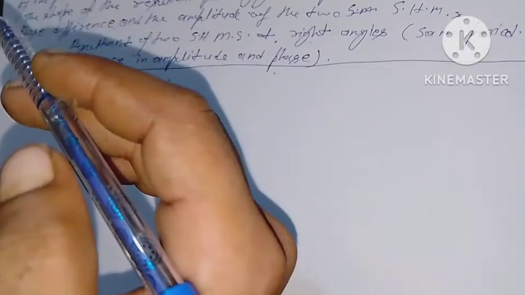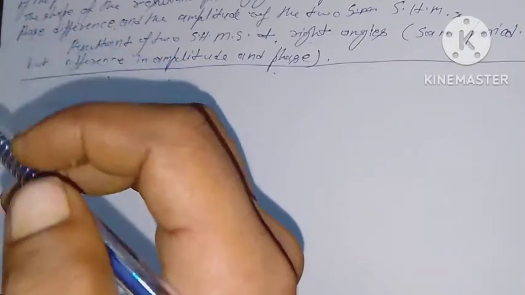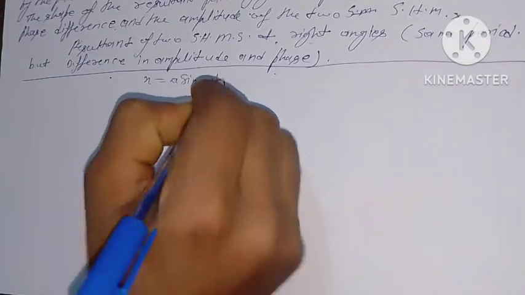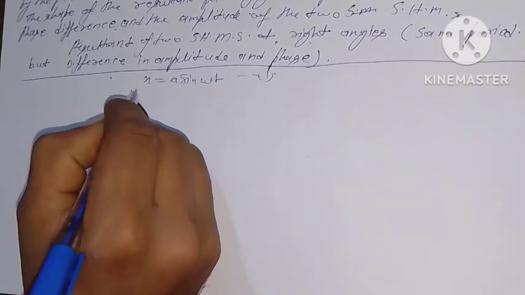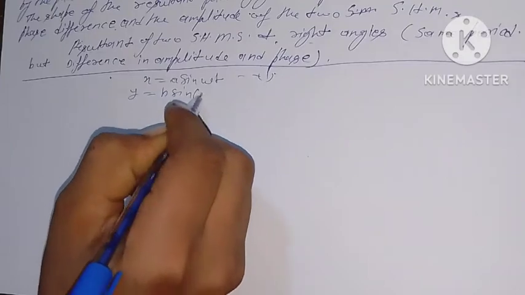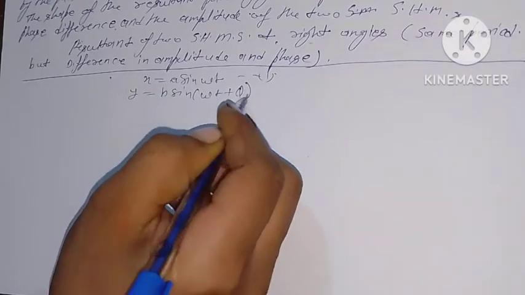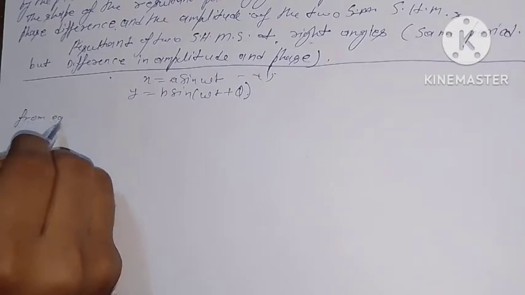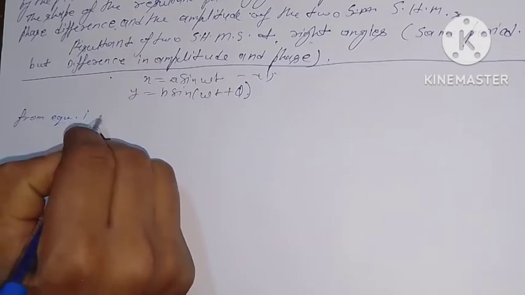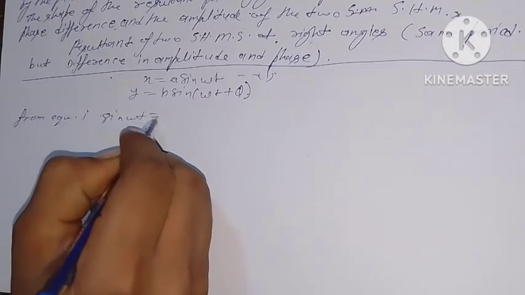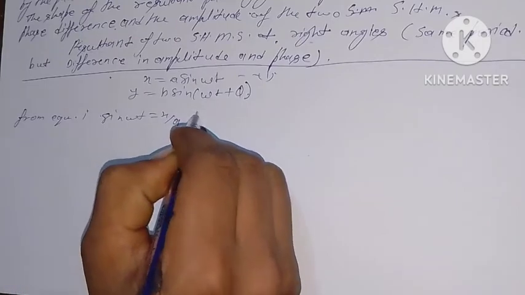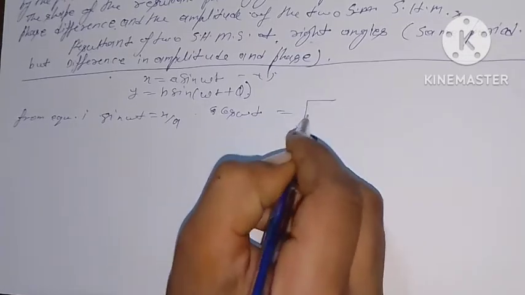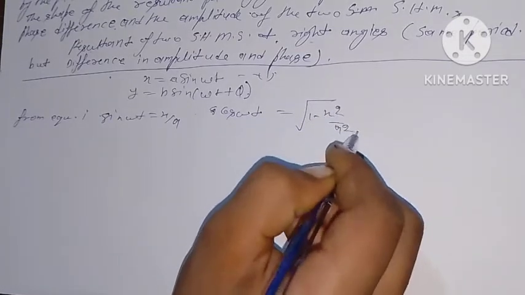If their displacement at any time t be x and y, represented by x equal to a sine omega t. This is equation number 1. And y equal to b sine omega t plus phi. From equation 1, sine omega t equal to x upon a, and cos omega t equal to under root 1 minus x square upon a square.